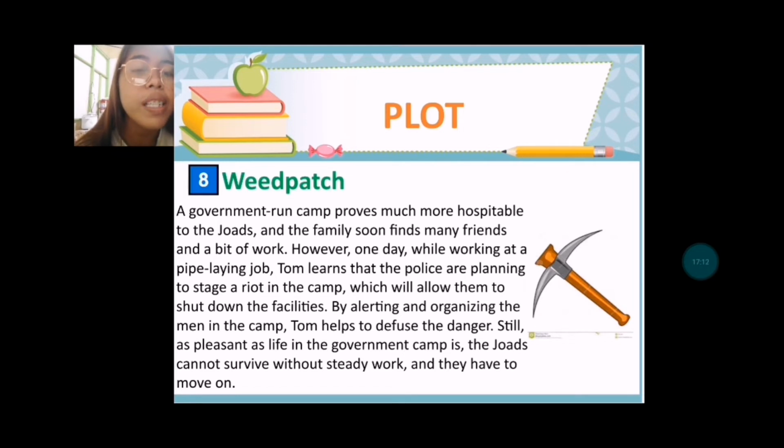So Tom finds Casy in that tent, and Casy is attacked by the authorities. So Casy dies, and then Tom kills the attacker with a pickaxe, just like in the picture.